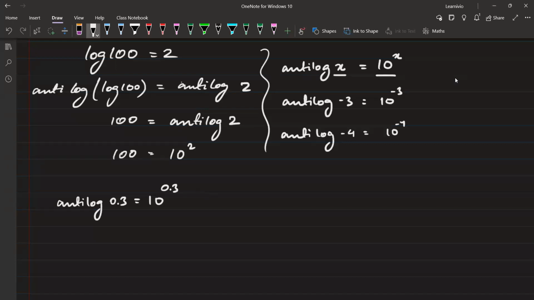But what is 10 to the power 0.3? कैसे पता हमको? पता है. All of you know what is 10 to the power 0.3. How? Because you know the value of log 2, it is equal to 0.3. And what is this expression? This expression is telling me 10 to the power 0.3 is equal to 2. So antilog of 0.3 is equal to 2.